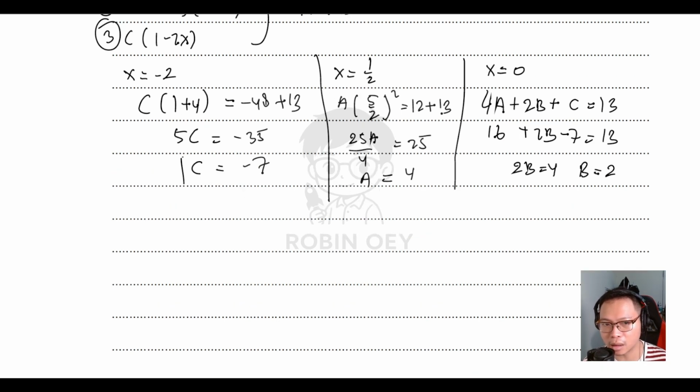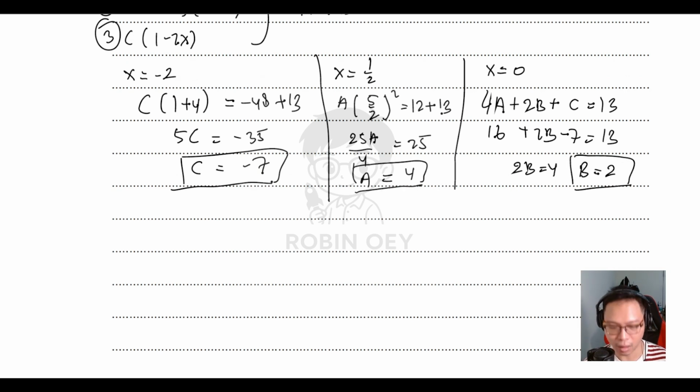So we have C equals -7, A equals 4, and B equals 2. If we rewrite that, that would be 4 over 1 minus 2x plus 2 over 2 plus x minus 7 over (2 plus x) squared.